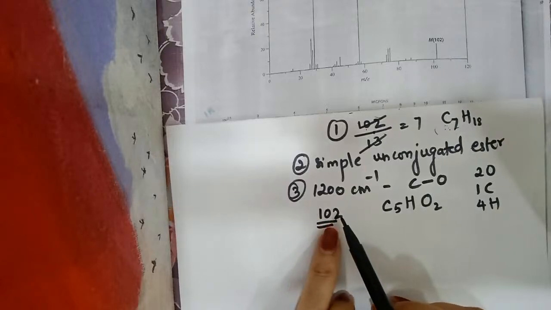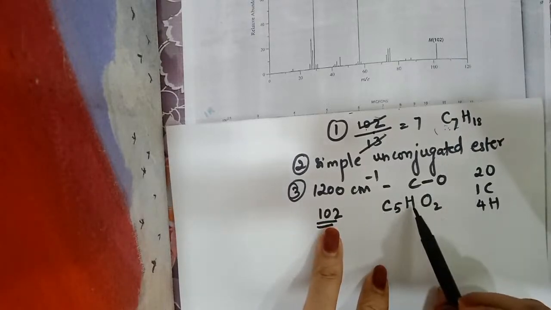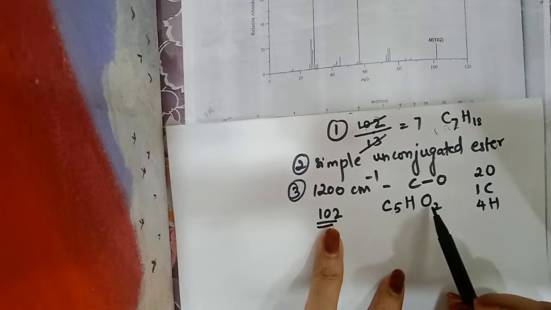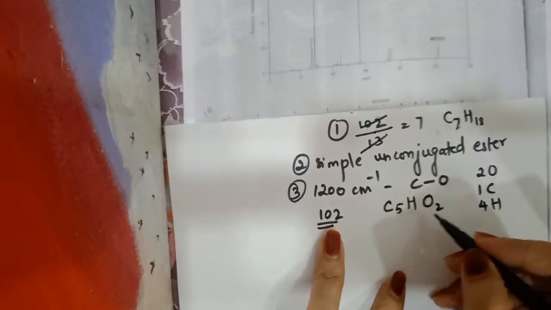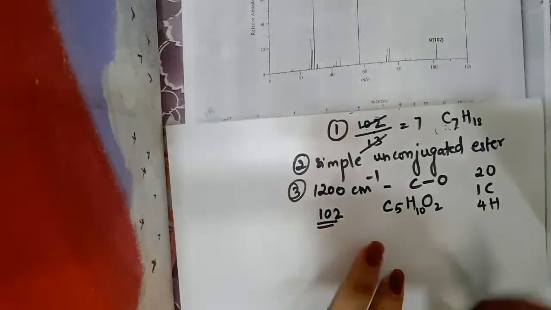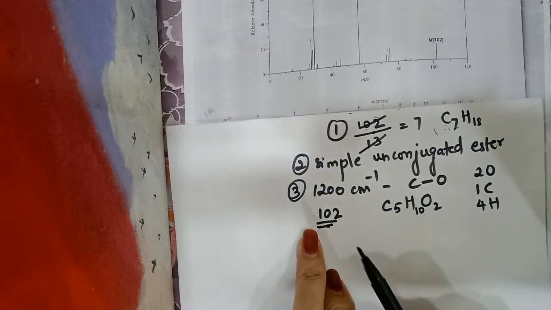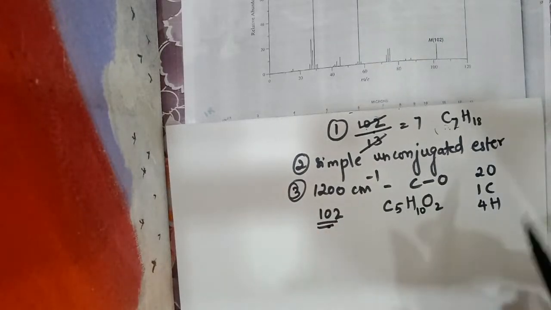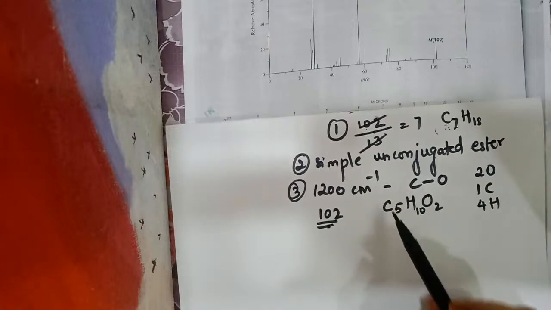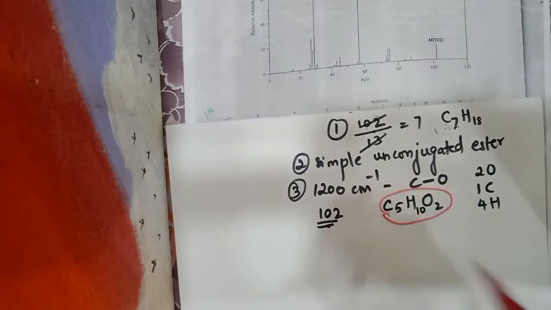Now we have to adjust this 102 in this formula. So we get C5, O2 and H will be adjusted to 10. If we put 10, we will get the answer as 102. I believe you can all hear me. So finally we have found this to be the molecular formula of the compound.